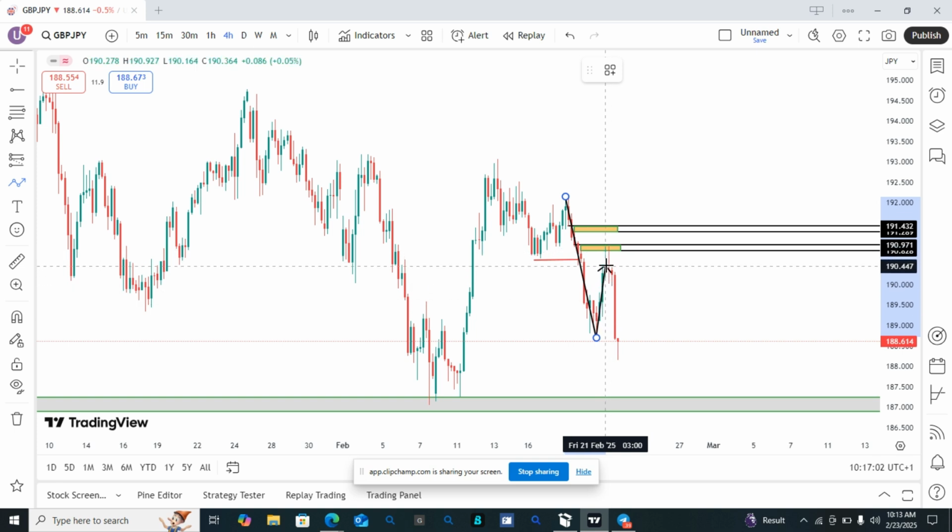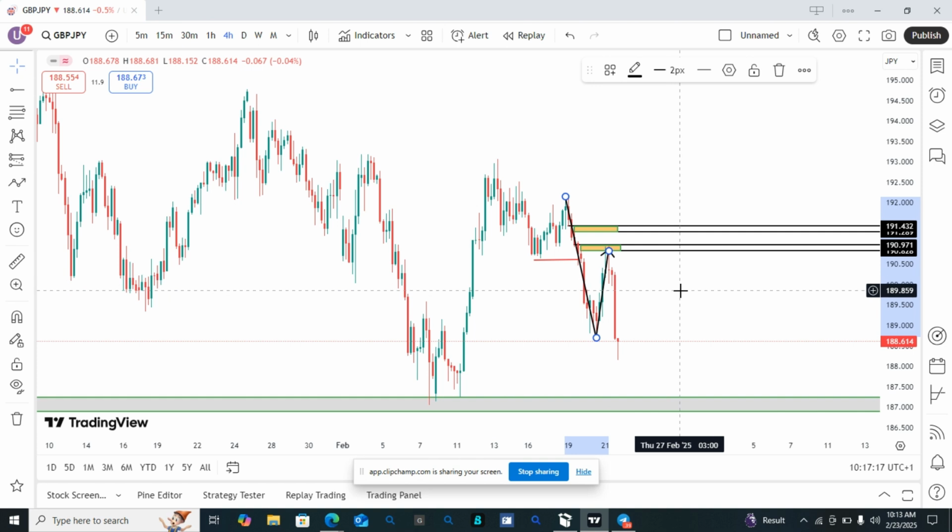So when price comes to this point of interest, I move down to the 15 minutes time frame. I'll be looking for confirmation, and my confirmation will be to see the 15 minutes time frame changing character. So let me leave this like this. Let's go down to the 15 minutes time frame.